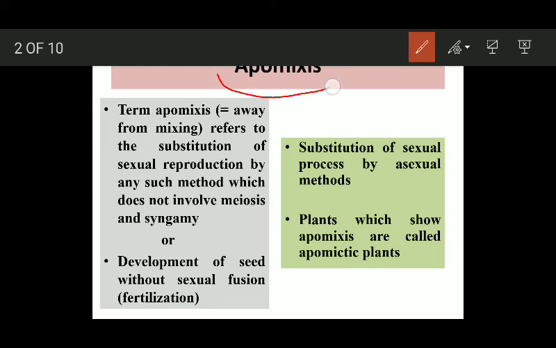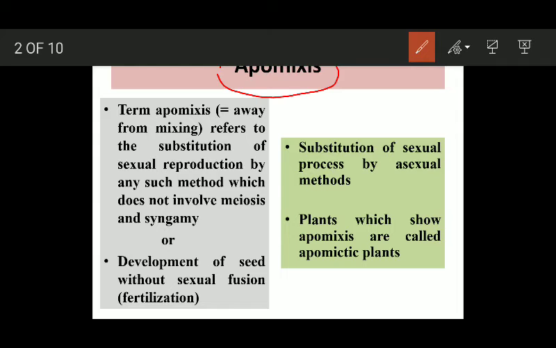तो एपोमिक्सिस के अगर हम लफ्जी माने देखेंगे, the term apomixis which means away from mixing. Apo means away, mixes means mixing, okay। Away from mixing, it refers to the substitution of sexual reproduction by any such method which does not involve meiosis and syngamy. Any such method of propagation in plants which does not involve meiosis and syngamy. Meiosis and syngamy, they are the characteristic features of sexual reproduction.